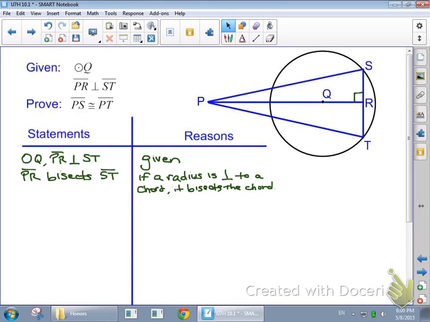Okay, so my second statement would be that PR bisects ST. So since it's perpendicular, I can say that. PR bisects ST, because if a radius is perpendicular to a chord, it bisects the chord. And I'm going to go ahead and mark my picture, if I can. My next statement is that PR is a perpendicular bisector to ST. And this is the perpendicular bisector theorem.